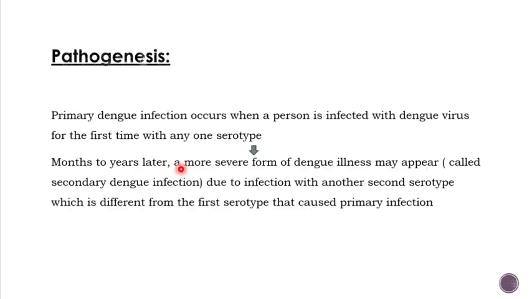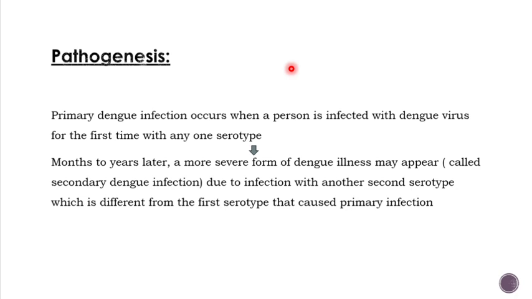So what is the pathogenesis of dengue virus infection? There are two types of dengue virus infection. The first one is primary dengue infection and the next one is secondary dengue infection. Primary infection occurs when a person is infected with dengue virus for the first time with any one serotype. As I have already told, there are 5 serotypes of dengue, right? Initially, if a person is bitten by a mosquito infected with any one serotype of dengue virus, he gets primary dengue infection.